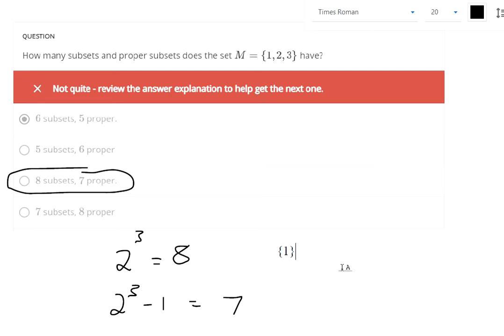Here, this set I just wrote is a subset of M. It uses only the elements of M to create a new set. This is also a subset of M. It's pretty small, just one element, but still a subset. So here we'll do all the pairs.